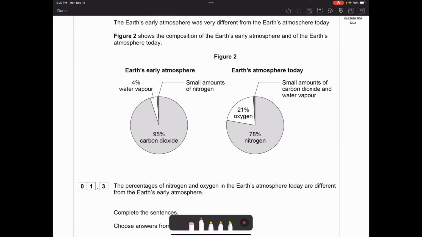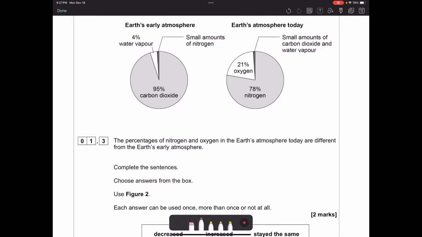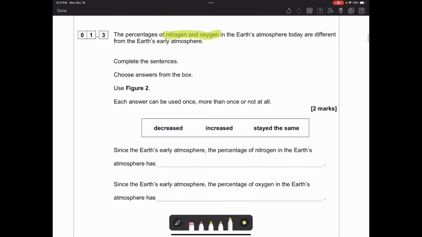The Earth's early atmosphere was very different to the atmosphere today. Figure 2 shows the composition of the Earth's early atmosphere and of the Earth's atmosphere today. So you've got the information here. You've got 95% CO2, water vapour and small amounts of nitrogen, and then today 78% nitrogen, 21% oxygen, and small amounts of carbon dioxide. The percentages of nitrogen and oxygen in the Earth's atmosphere today are different from the early atmosphere. Complete the sentences using figure 2 and using the words from the box. They can be used once, more than once, or not at all.